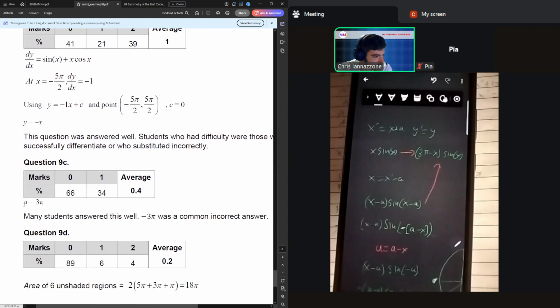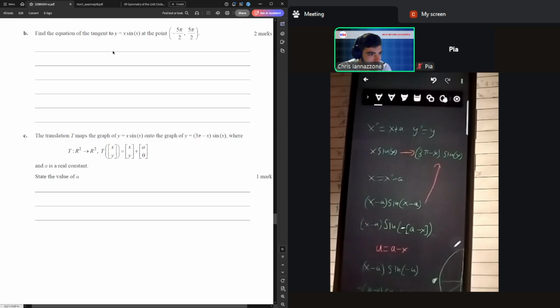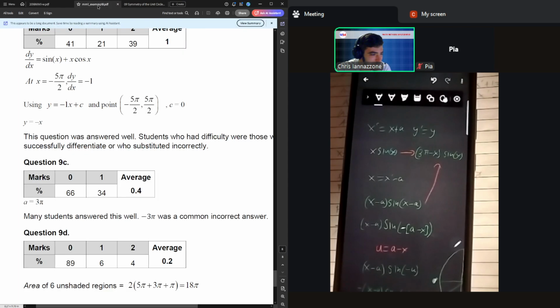Yeah, so if you have a look at the 9C on the screen share, it was a 34% pass rate because people took a shot in the dark at a equals 3 pi. More people chose negative 3 pi. So, you know, on average you get the mark about 34% of the time if you take a stab at it. Alternatively, you do all the work that I just did to prove exactly which one you want to have happen.